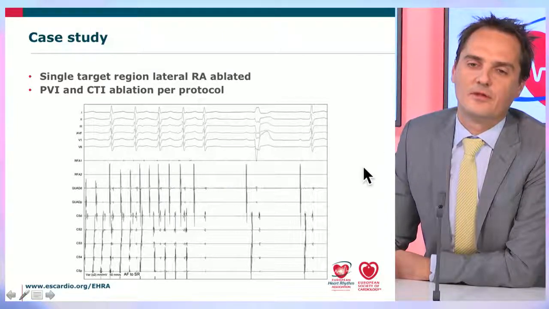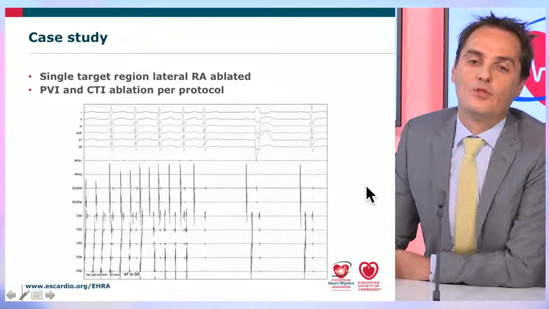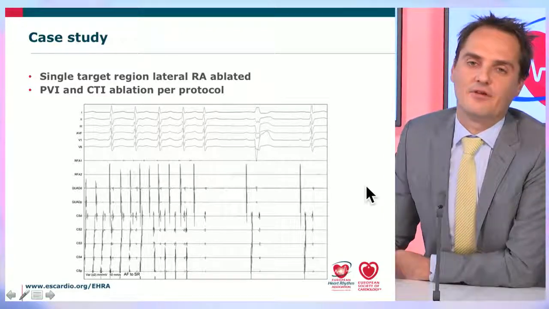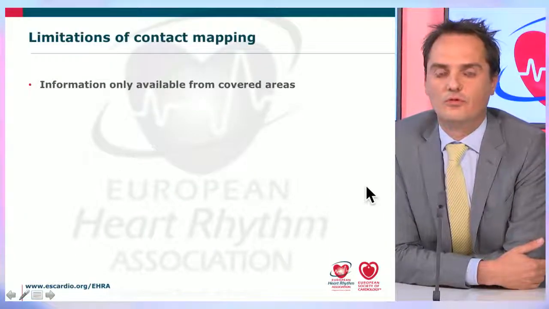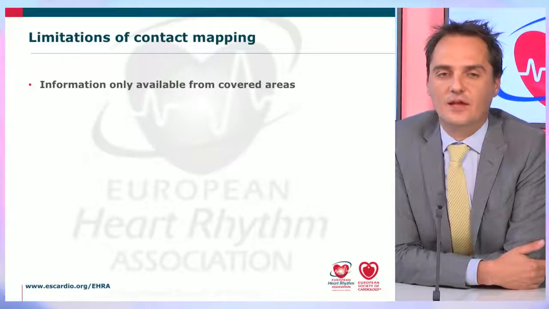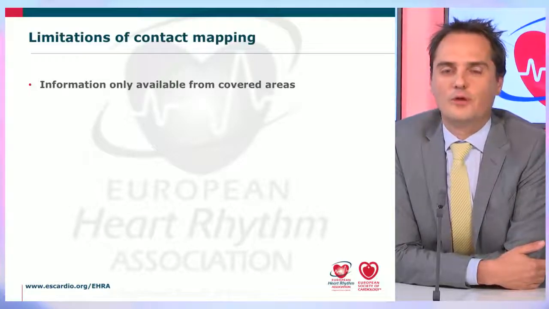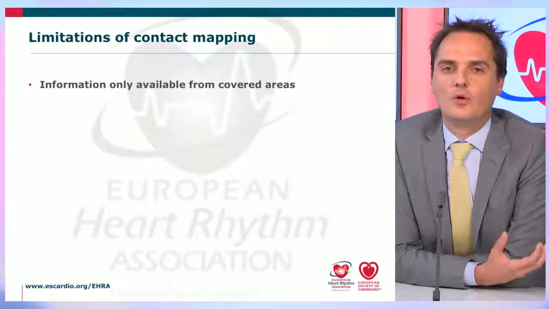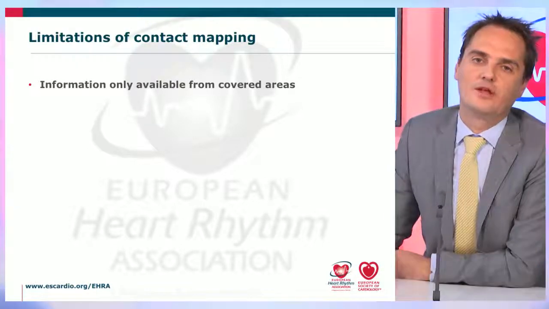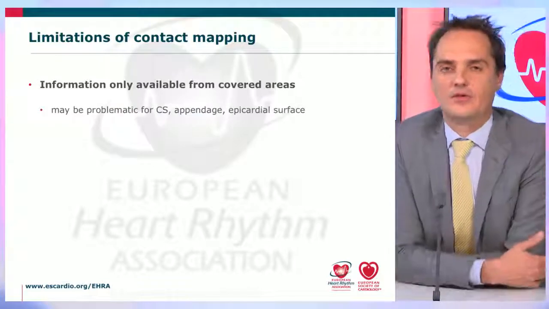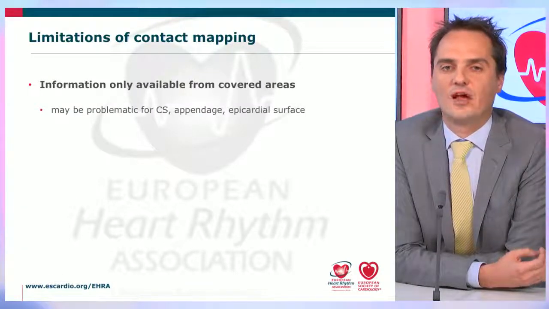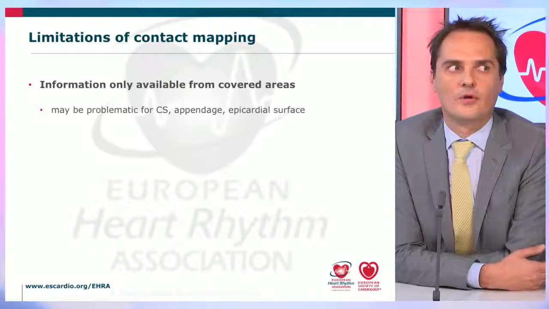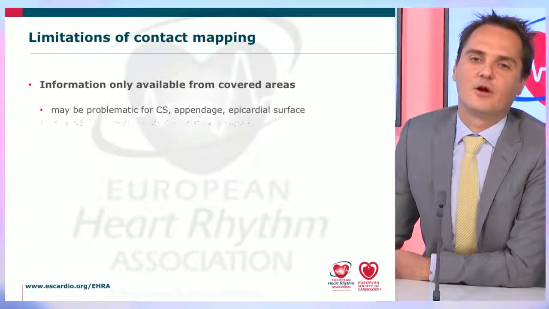So clearly we did something, despite the fact that we did not necessarily identify the driver, and this can be due to several reasons. There are limitations in the approach we are using. One of them is that, of course, we only have information from what we cover. We only get information from the regions that we can reach, and with the basket catheter, this means we may have challenges or problems with the coronary sinus, with the appendage and the epicardial surface.